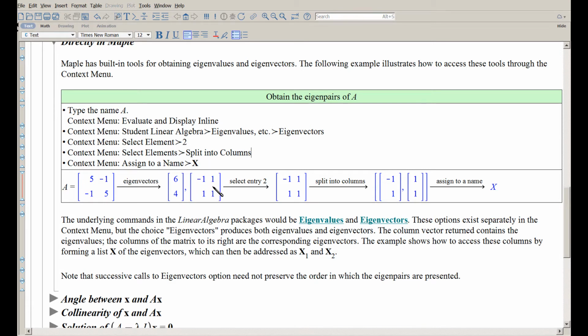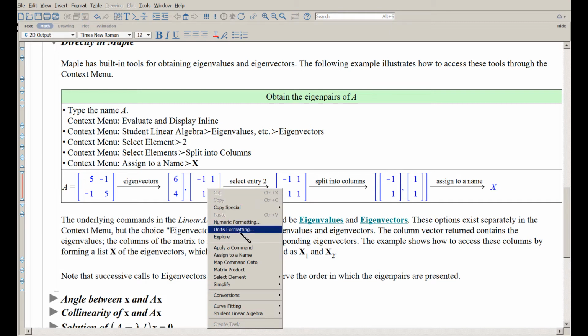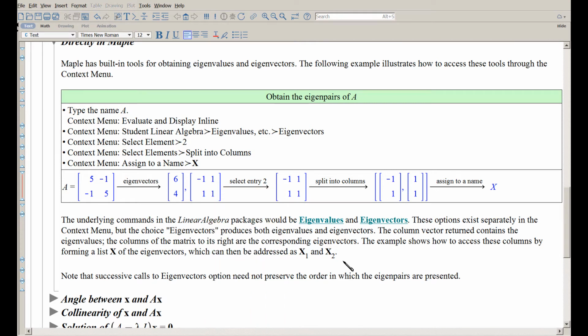Now if you again use the context menu to select just this matrix, and for that one would use select element, select for example 2, so then selecting again this matrix using the context menu, there is the option to split this matrix into a list of column vectors, and this is given the name x, so that the first x would be this vector and the second x would be that vector. And there's one caution that I would issue here.